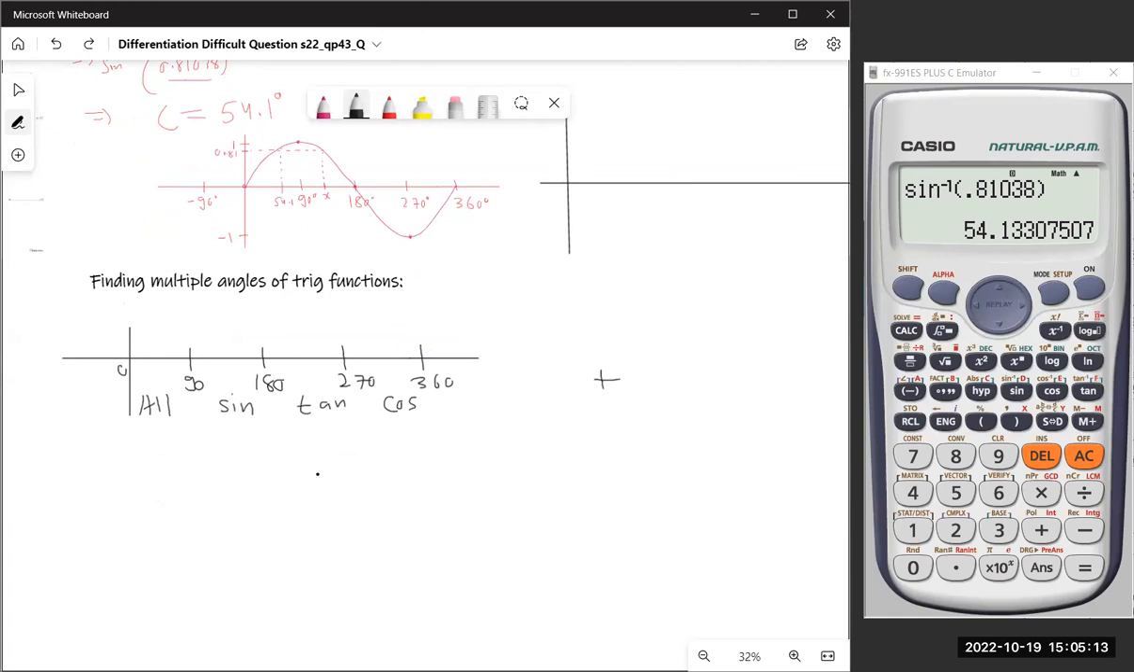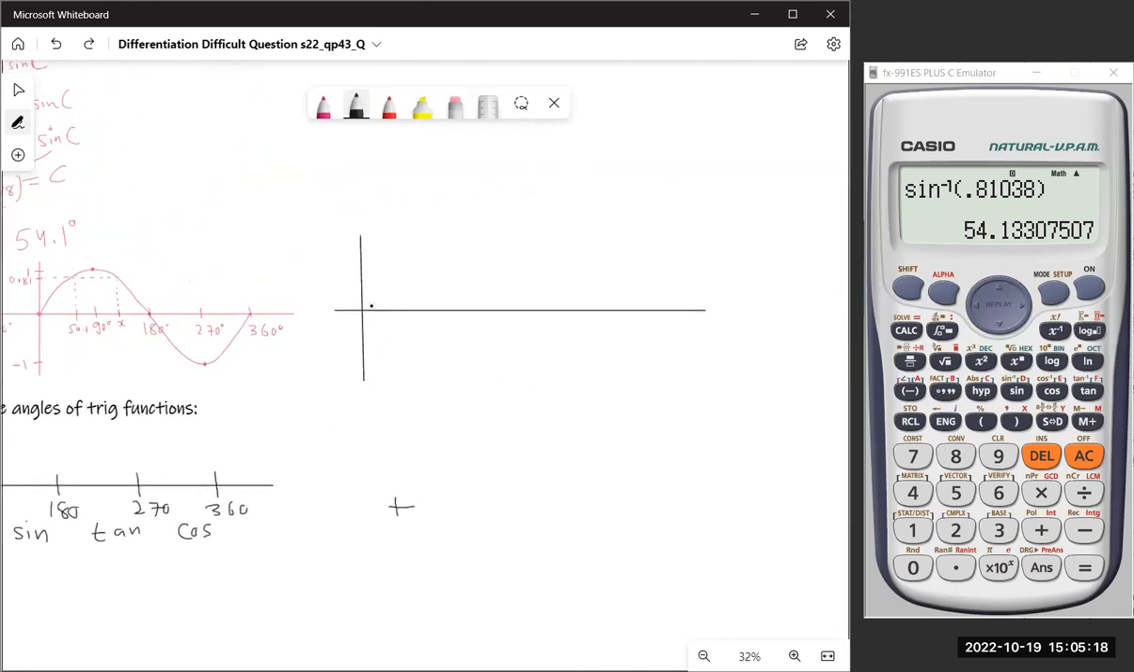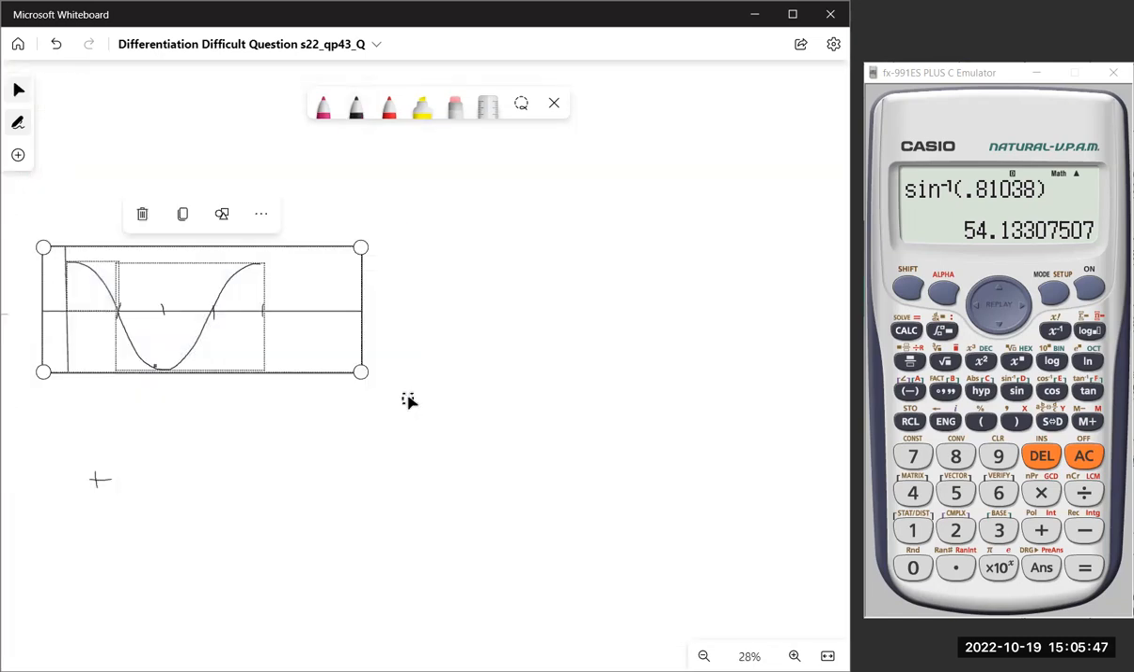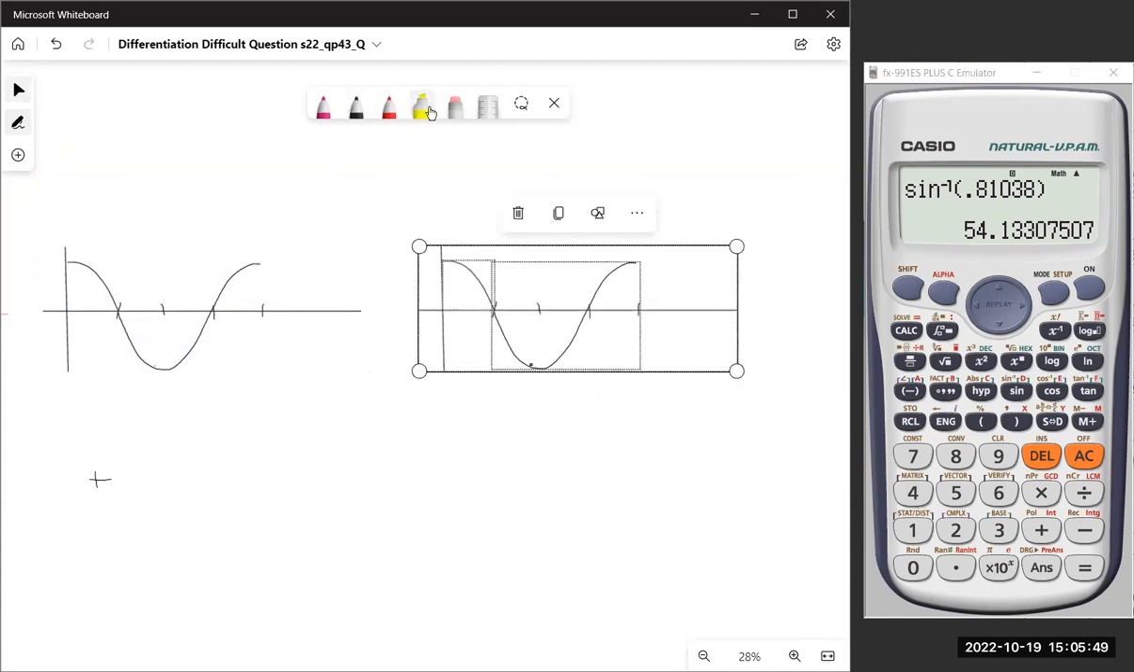Okay. Now our job is to look. I'm also going to show you the graphs we have. So we have the cos graph, which looks like this. Right? This is what the cos graph looks like. And the last thing we have is the tan graph, which looks like this.